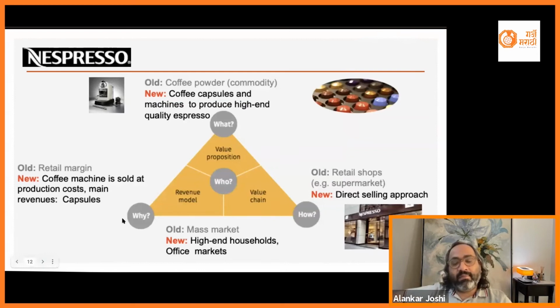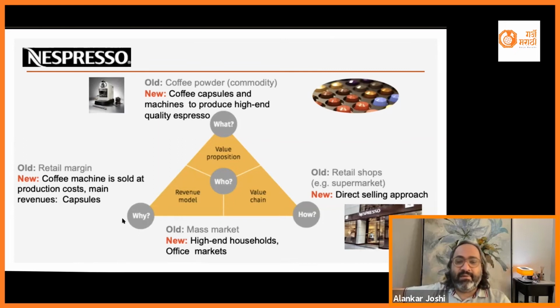Innovating again, all 4 dimensions of their business model, right? So the value proposition itself changed from just selling coffee powder to actually coffee capsules, very good quality coffee that was sourced, and put into this capsule, and the machines to produce high-end quality espresso at home or in an office, right?